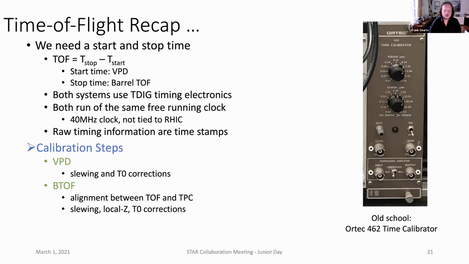In my undergraduate lab, my students are right now using this nice little time calibrator. That's very old school, in a NIM rack, to do their calibrations. In what follows, we need more data-driven ways to do the calibration. For the VPD and for the barrel time of flight, there are slewing and T0 corrections. And as I already mentioned, for the BTOF there are some additional hit position dependent corrections, as well as an alignment that needs to take place between the TOF and the TPC.